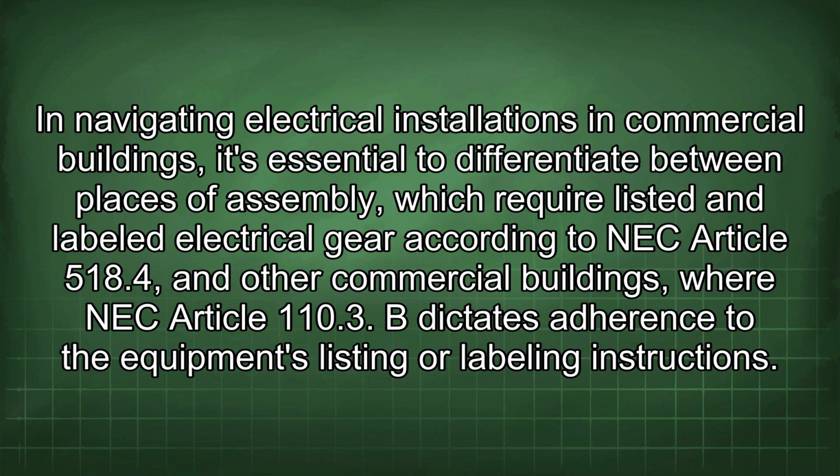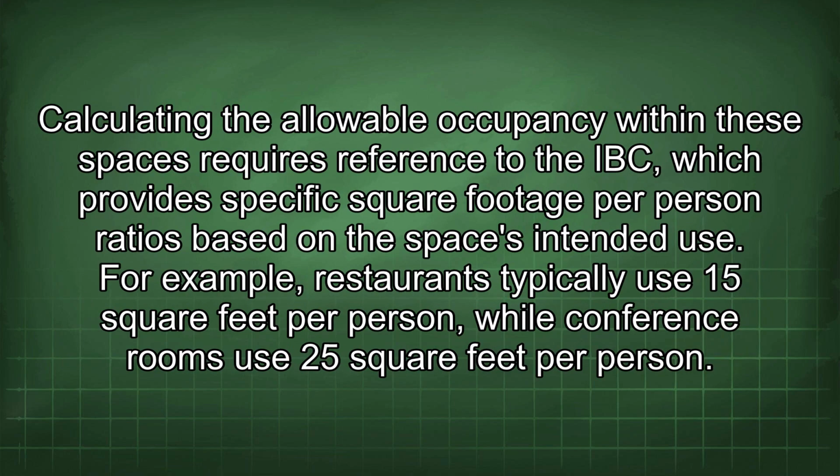In navigating electrical installations in commercial buildings, it's essential to differentiate between places of assembly, which require listed and labeled electrical gear according to NEC Article 518.4, and other commercial buildings where NEC Article 110.3 B dictates adherence to the equipment's listing or labeling instructions. Calculating the allowable occupancy within these spaces requires reference to the IBC, which provides specific square footage per person ratios based on the space's intended use. For example, restaurants typically use 15 square feet per person, while conference rooms use 25 square feet per person.